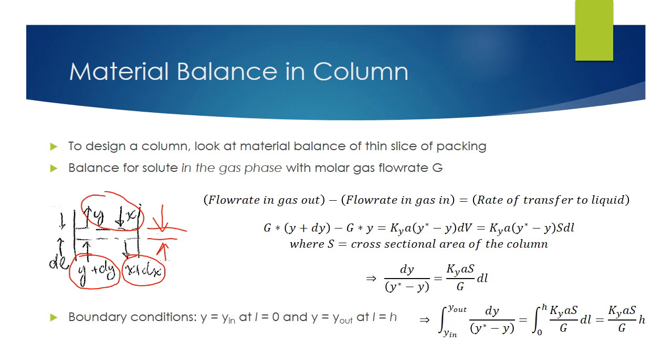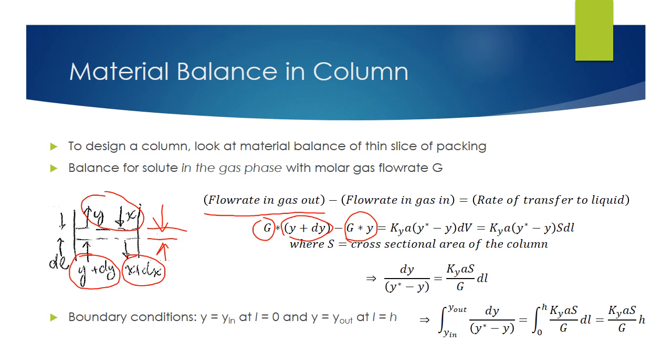So we'll take the gas flow rate in. We take the total gas flow rate multiplied by y plus dy. That would represent the solute flow rate that's coming into that packed column minus the flow rate out multiplied by the mole fraction leaving that slice of material. And we're using lowercase x and y, which implies that it's a dilute system. So G and L are not going to change significantly as a result of what's going on in this packing. So this represents the change in the gas phase, and then we're going to relate that to the rate of transfer out of the gas phase into the liquid.